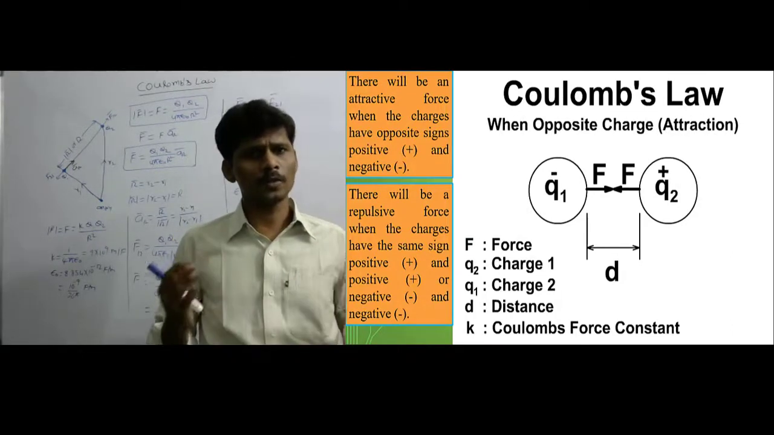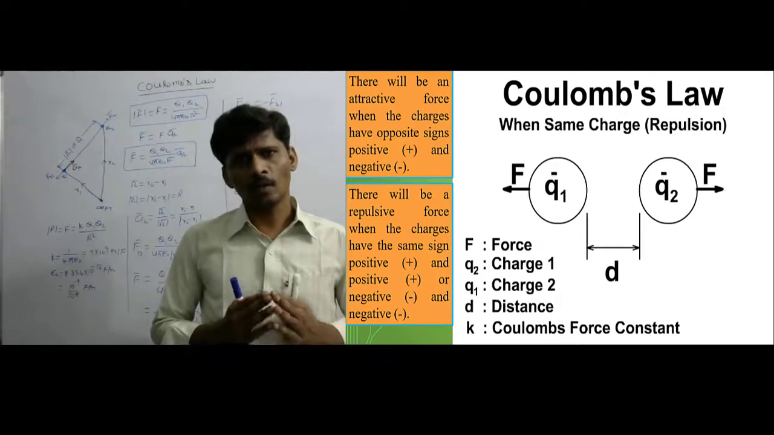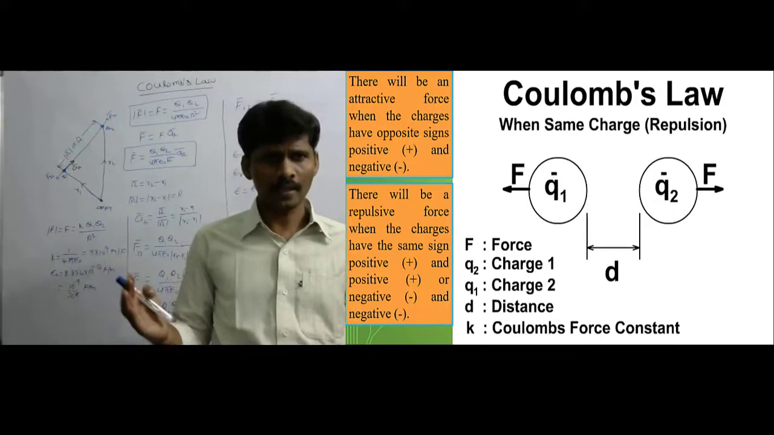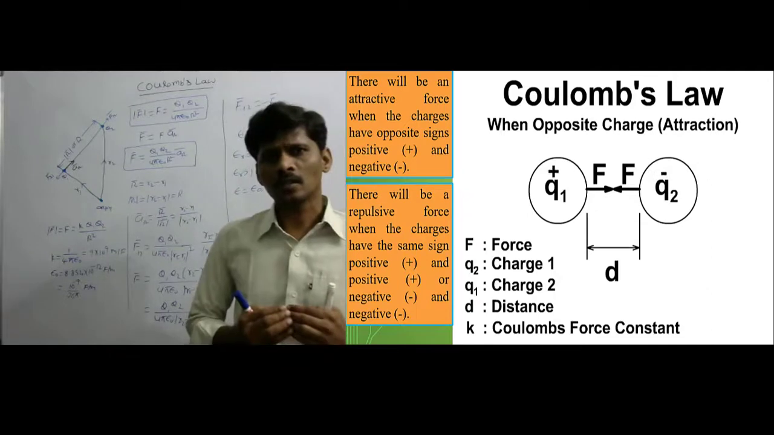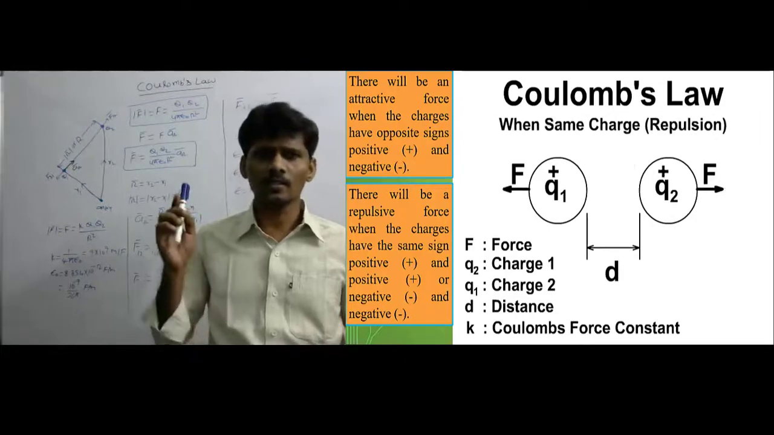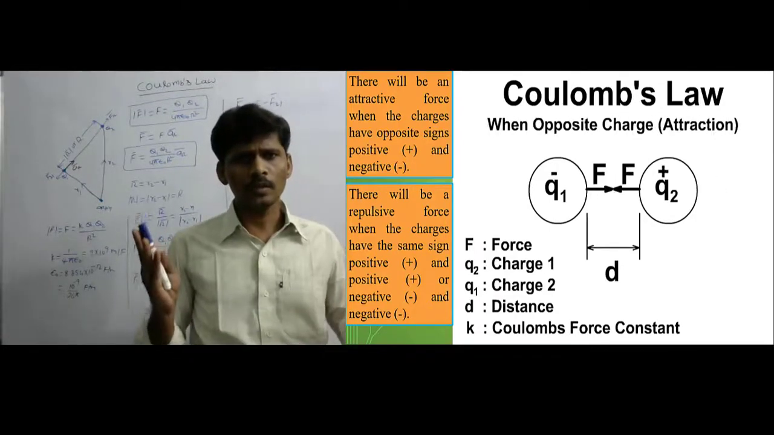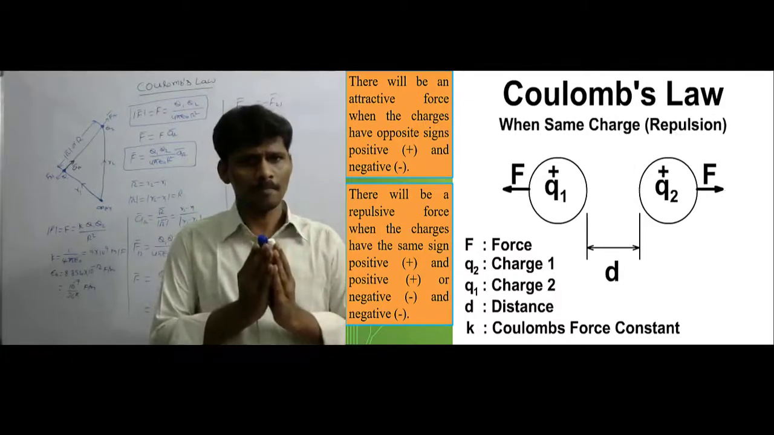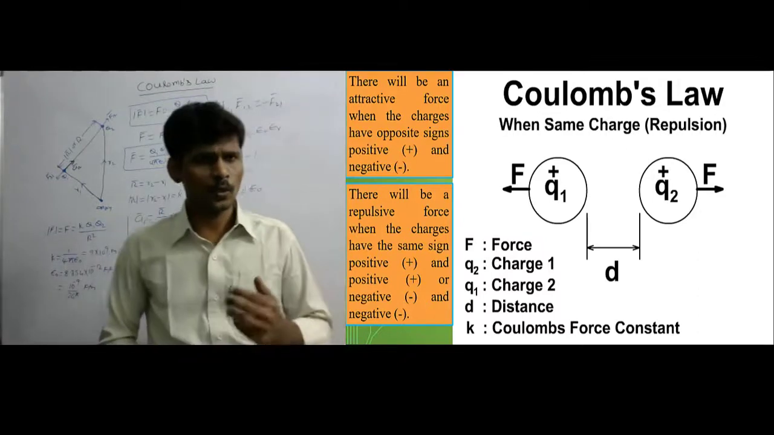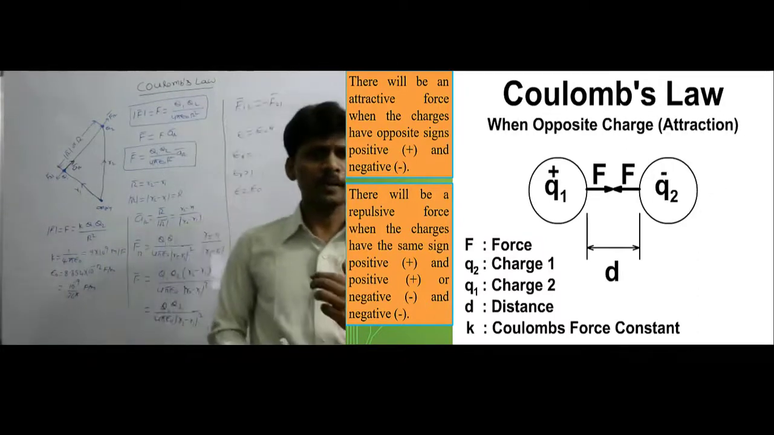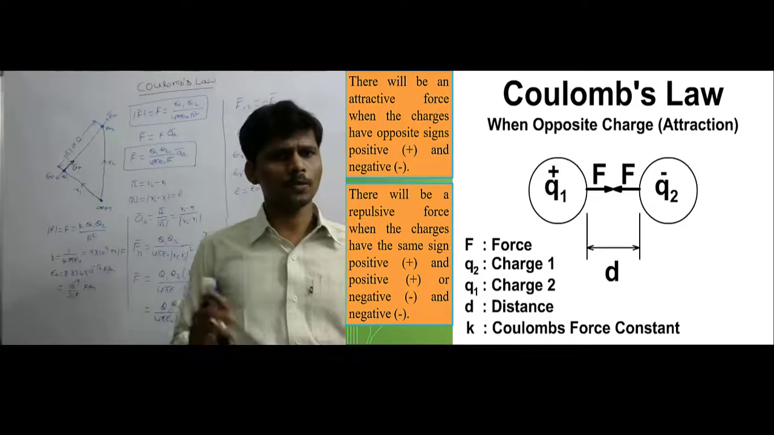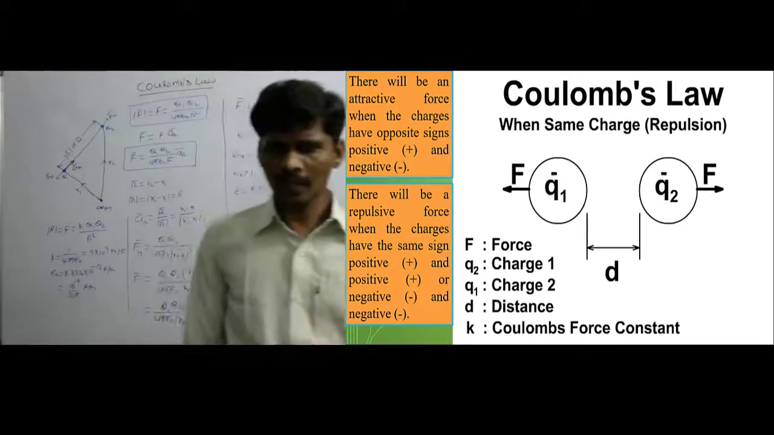Like charges mean charges of the same sign, that is both are positive charges or both are negative charges. What is the force between like charges? They repel each other. And unlike charges mean charges of different sign, that is one is a positive charge and the second is a negative charge. What is the force between unlike charges? They attract each other. There will be an attractive force when the charges have opposite sign, that is positive and negative. There will be a repulsive force when the charges have the same sign, both positive or both negative. See the animation.